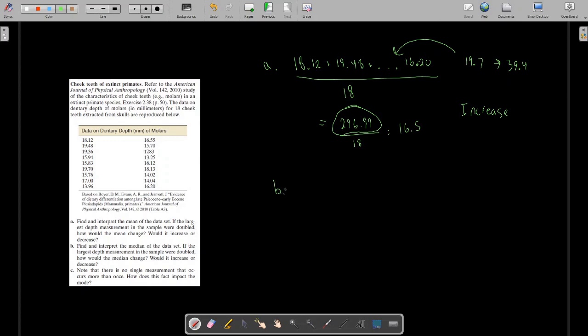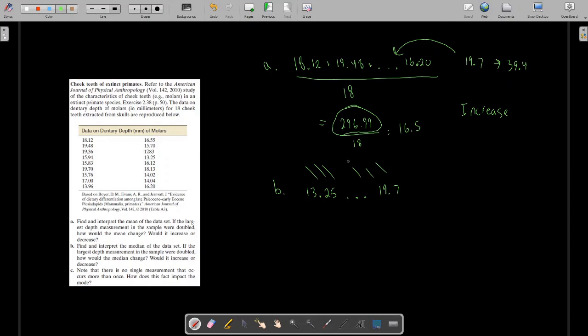For part B, find and interpret the median of the data set. So once again, we would order them from smallest to largest. It looks like the smallest value in this data set is 13.25. And we would order them from smallest to largest, so the largest going up to 19.7. And then begin crossing things out, smallest, largest, and so on.